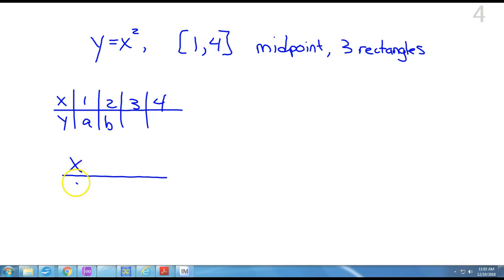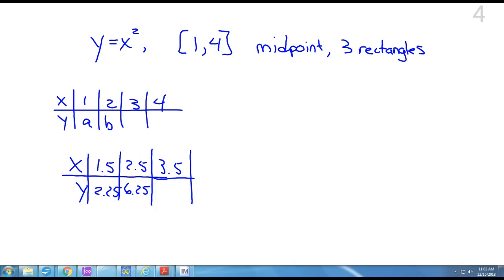I basically have to draw a new chart and say, okay, what's the midpoint of 1 and 2? 1.5. What's the midpoint of 2 and 3? 2.5. 3 and 4 is 3.5. And then plug in, so 1.5 squared is 2.25. 2.5 squared is 6.25. 3.5 squared, I think is 13.25. Someone check that. 12.25? Thank you.